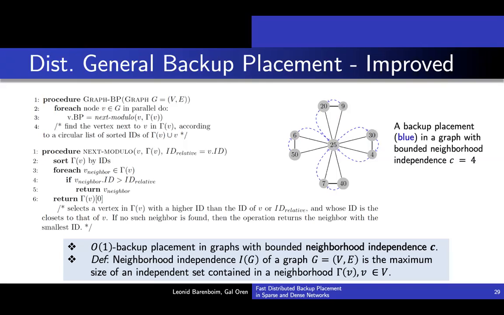The operation next modulo selects a vertex in Γ(V) with a higher ID than the ID of V, and whose ID is the closest to that of V. If no such neighbor is found, then the operation returns the neighbor with the smallest ID. All these selections are performed in parallel within a single round. In the example, we can see a graph in a Rawitz shape with bounded neighborhood independence C equals 4, in which the blue lines exemplify how the backup placement is performed.